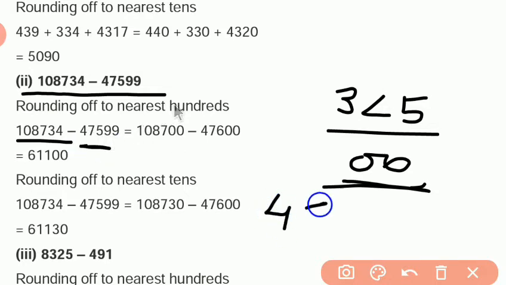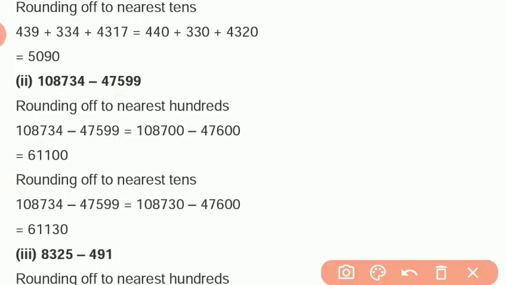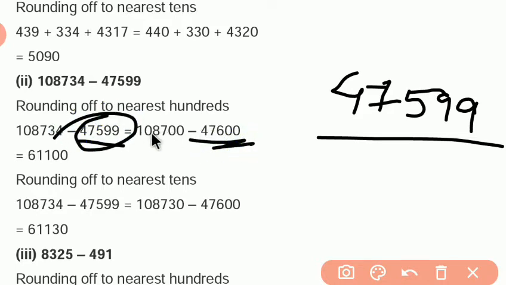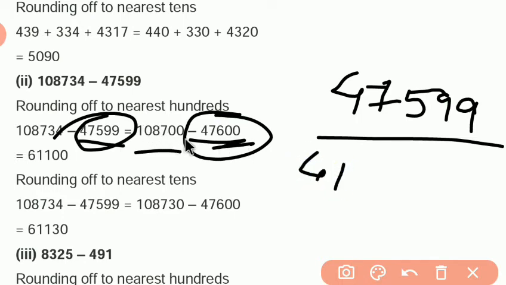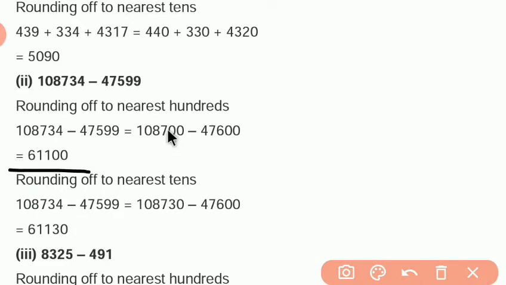In second one, 47,599. For nearest 100, we have to see its tens digit. Its tens digit is 9, which is greater than 5. It means you have to increase its hundreds digit 5 by plus 1. So instead of 99, you have to replace it by double 0 and we have to increase 5 by plus 1. So 5 plus 1, 6 and 47 will be as it is. So 47,600. Now it is given minus. So we have to minus it. If we minus, we'll get 61,100.